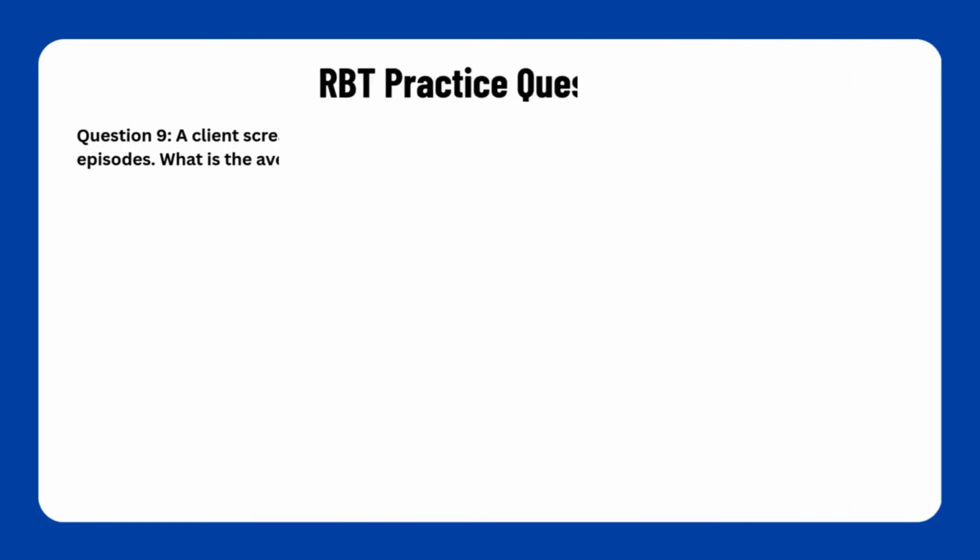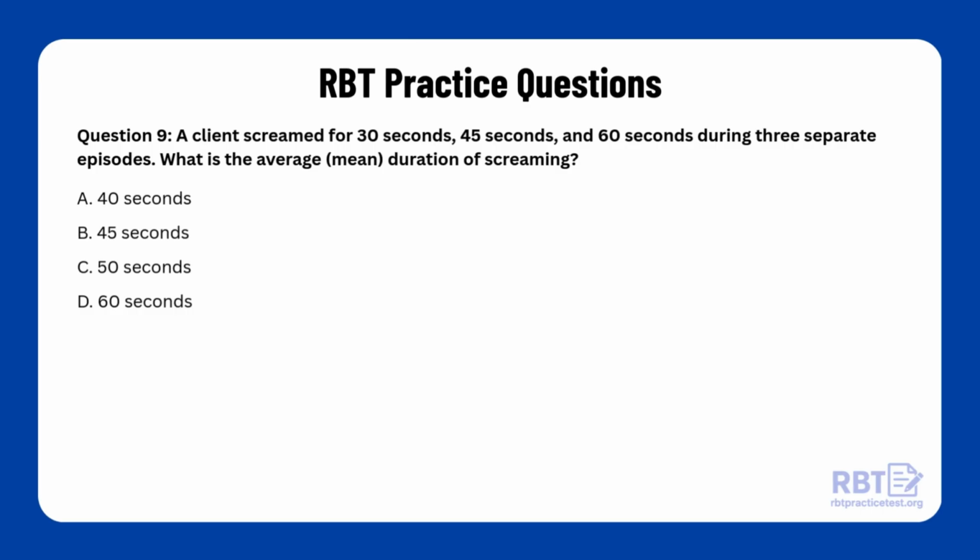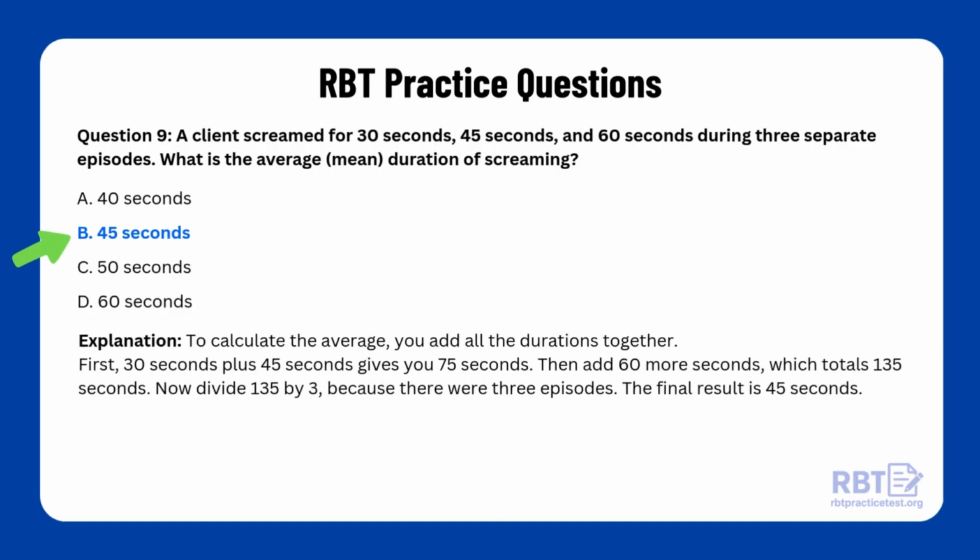Question number 9. A client screamed for 30 seconds, 45 seconds, and 60 seconds during 3 separate episodes. What is the average mean duration of screaming? A. 40 seconds. B. 45 seconds. C. 50 seconds. D. 60 seconds. The correct answer is B. 45 seconds. To calculate the average, you add all the durations together.